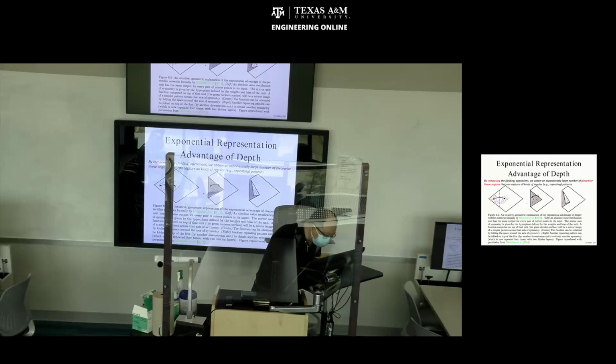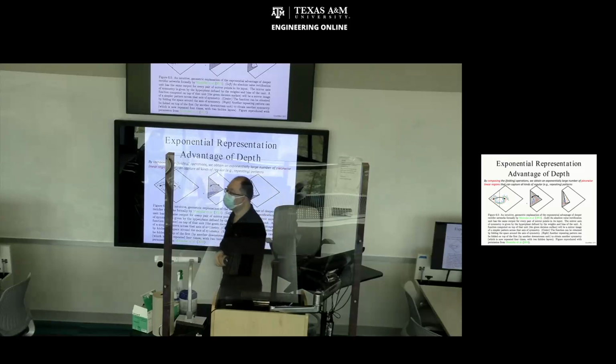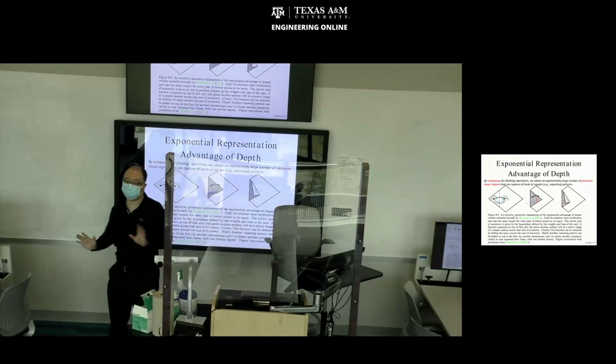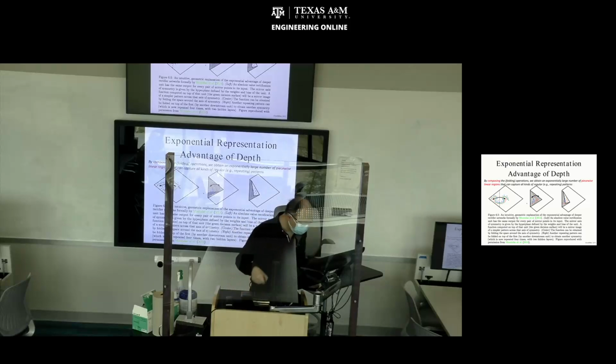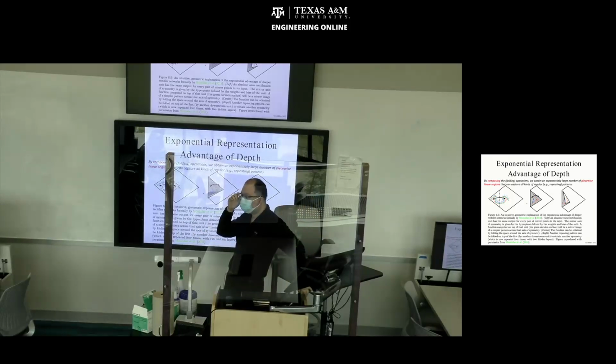Apparently the ideal classifier, right, is something like this. So this is in the original domain. This is the decision boundary in the two-dimensional space, right? So now let's see what depth can do for you.